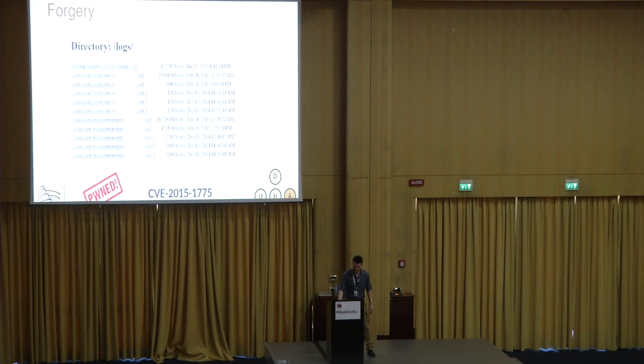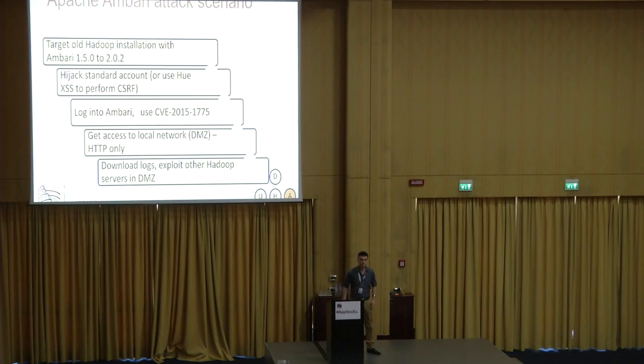So we've got the server-side request forgery. This is a new CVE. Pwned. OK, so the attack scenario, that's simple, right? We have to target an old Hadoop installation with an old Ambari, hijack a standard user account, or use a Hue XSS, which I mentioned on the first slide. Then log in to Ambari, get access to the local network, and download logs and exploit other Hadoop servers. So by this simple proxy script, we pivoted into the internal network of the company, and not only the internal network, but to the DMZ zone.